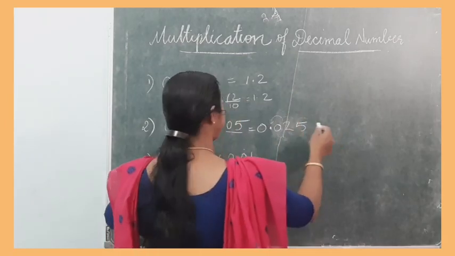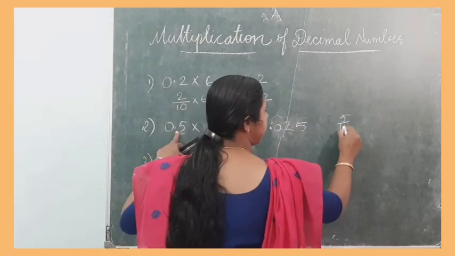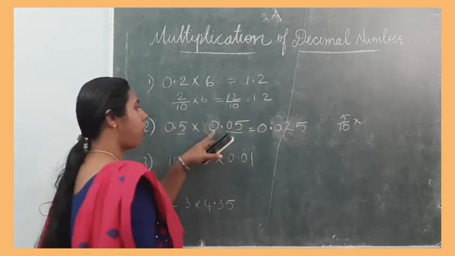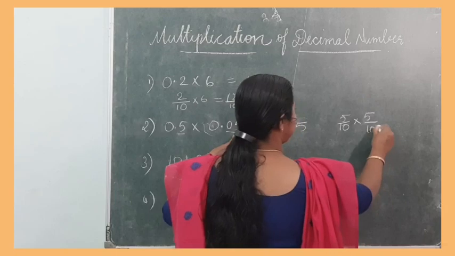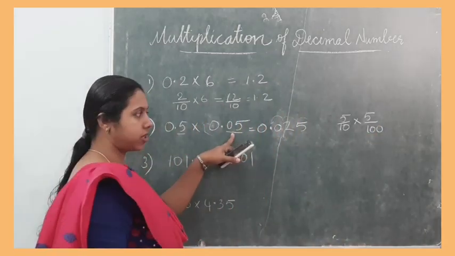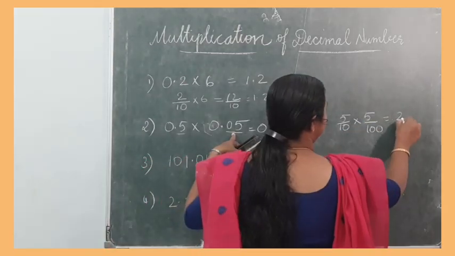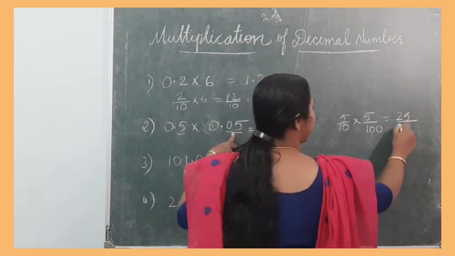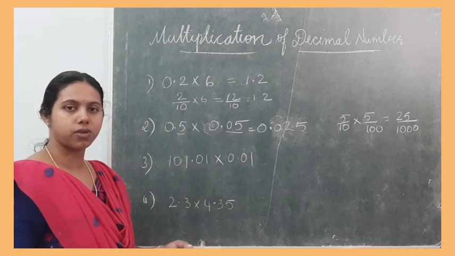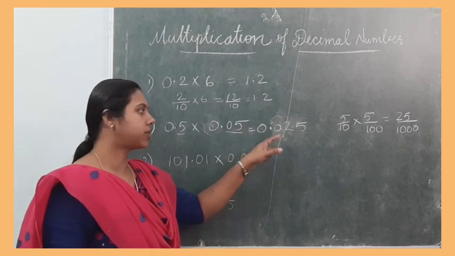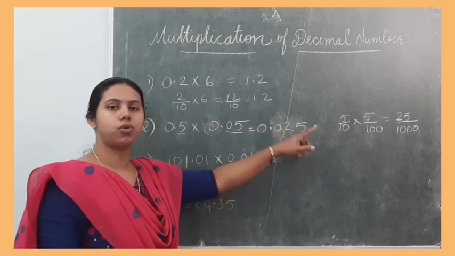You can verify the answer by changing to fraction. 0.5 you can write as 5 by 10 into 0.05 we can write as 5 by 100, 2 decimal places. So 5 by 10 into 5 by 100, which is equal to 5 5s are 25 by 10 into 100, 1000. So 25 by 1000, there are 3 zeros, so 3 decimal places. 25 by 1000 is equal to 0.025.